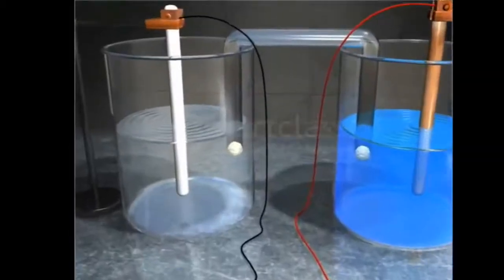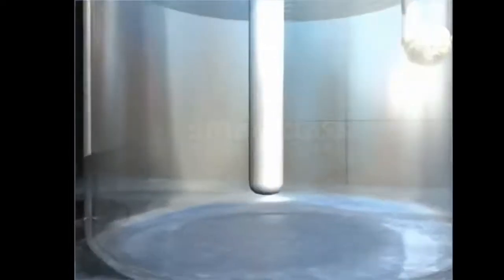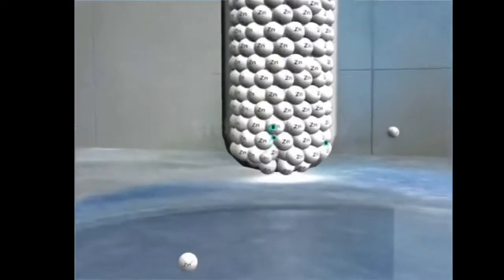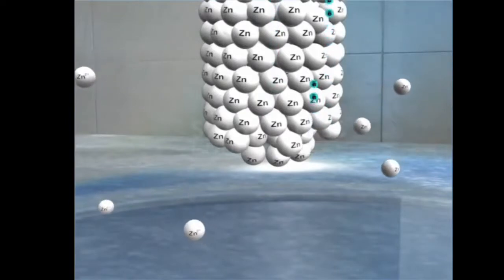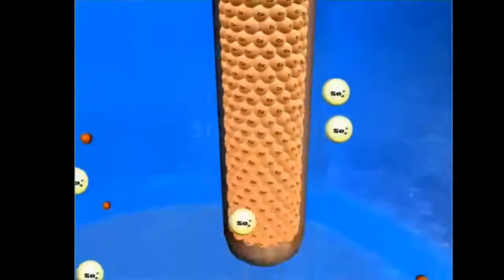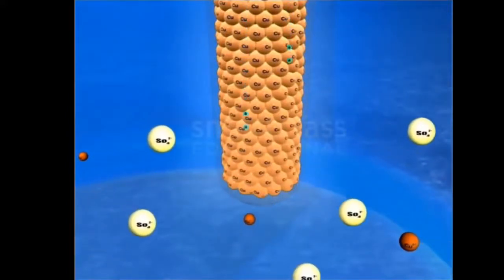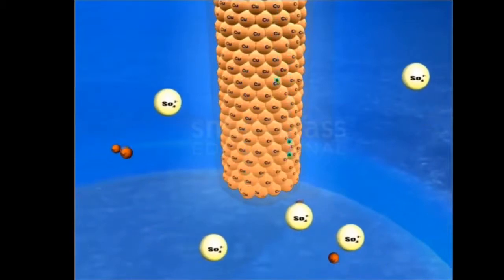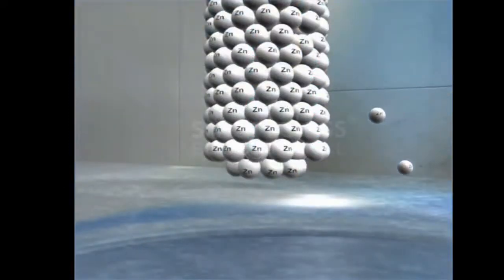Zinc metal has higher tendency to lose electrons or to get oxidized in comparison to the copper metal. As a result, at the zinc electrode, the oxidation reaction takes place, which causes the zinc atoms to oxidize to zinc ions, releasing electrons. Electrons are taken up by the copper ions present in the electrolytic solution. Therefore, the copper ions get reduced to copper atoms and get deposited on the copper electrode. In the electrolytic cell, it involves the oxidation of copper atoms and the reduction of zinc ions. This reaction is a non-spontaneous reaction.